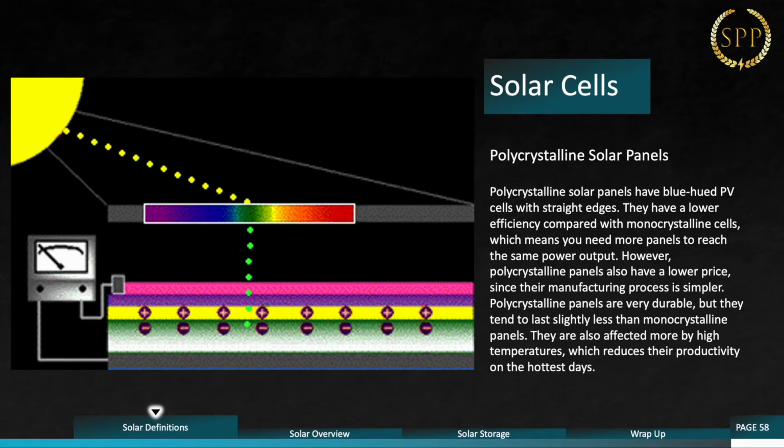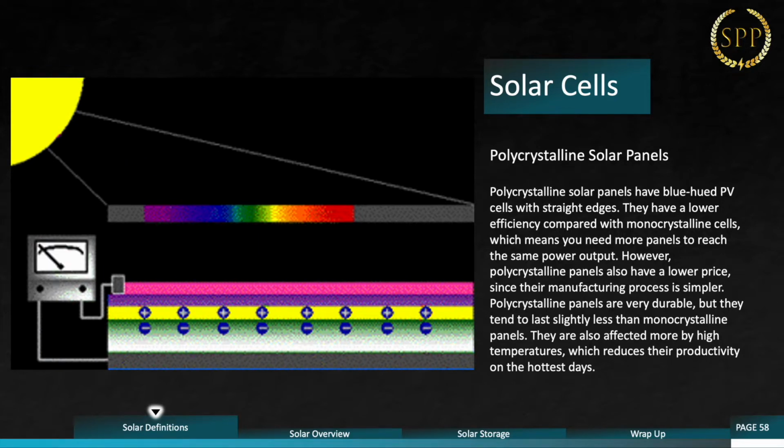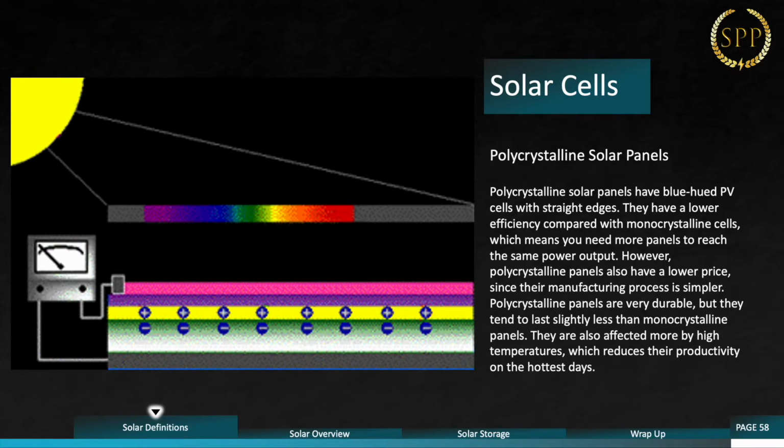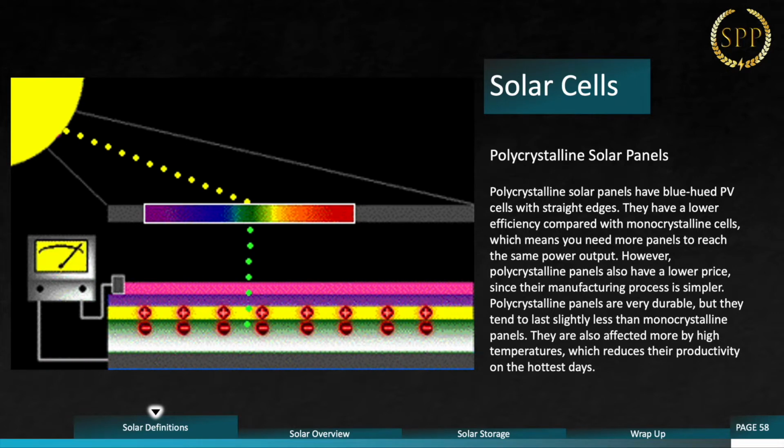Now let's look at the polycrystalline panels. These have a blue-hued PV cell and they have straight edges. So from the ground, you can tell that these are poly panels because they're blue, they're not black. They have lower efficiencies compared to the monocrystalline cells, which means that you need more panels to reach the same power output. However, polycrystalline panels also have a lower price point since the manufacturing process is much simpler.